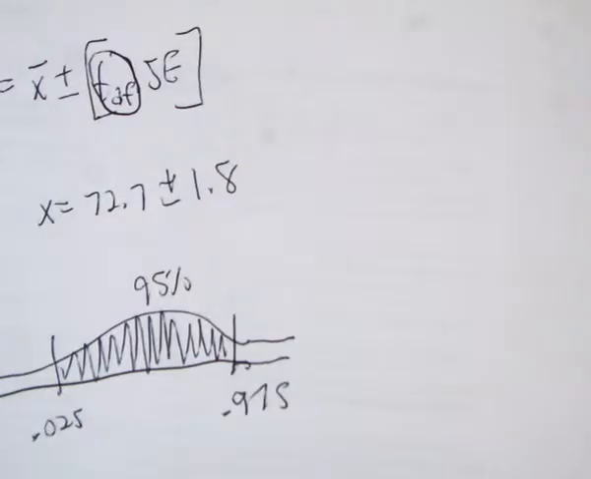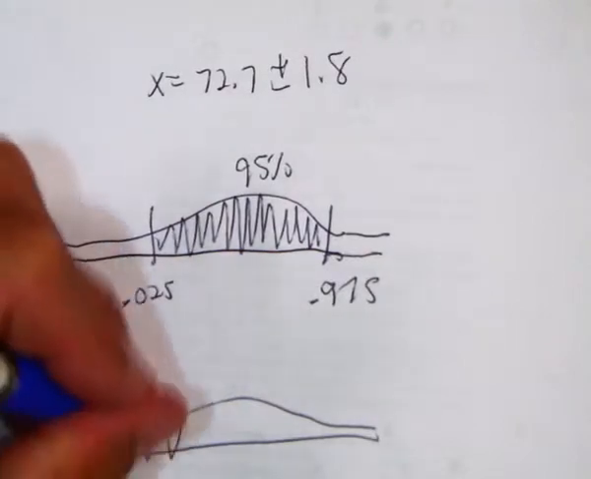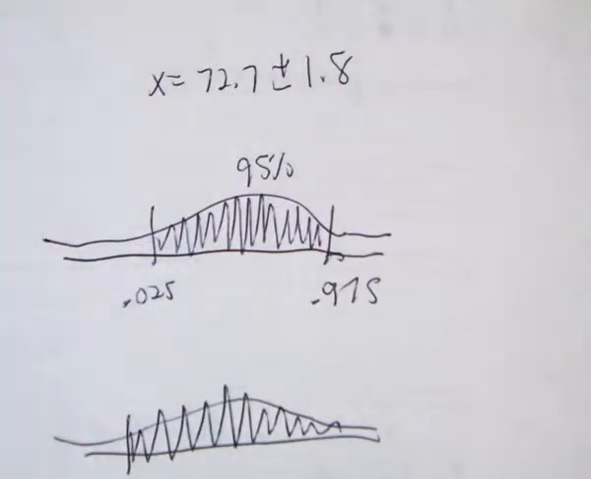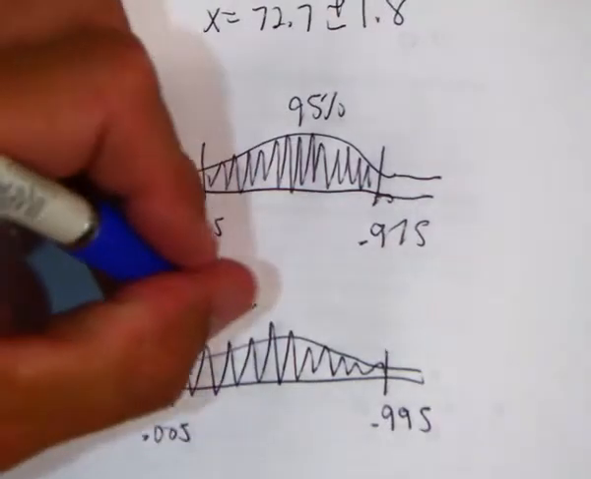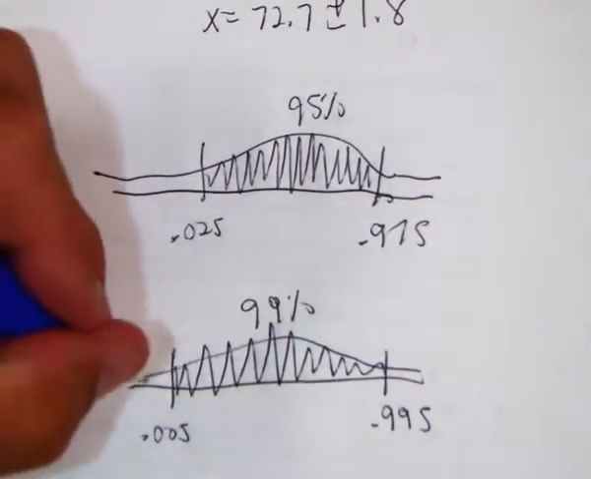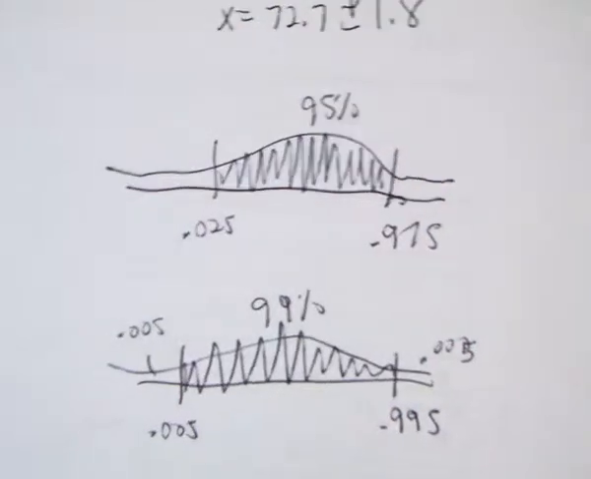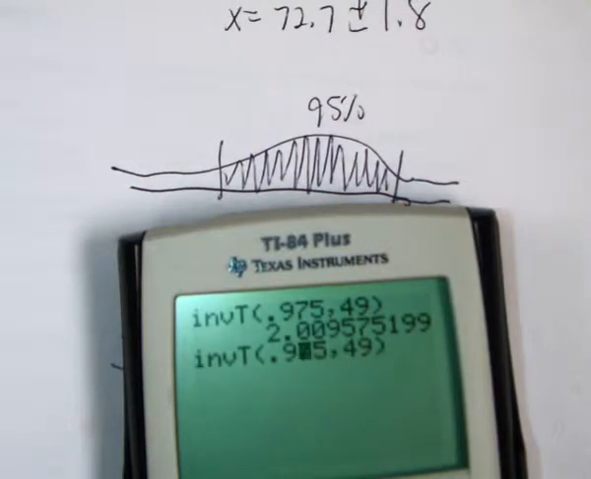Now if we do a 99% confidence interval, then that means that this is the 0.5% mark and this is the 99.5% mark. Because if this is 99%, I only have 1% left, and that means I have 0.5% there and 0.5% over there. So let's do the same thing, except we're going to change this to 0.995. And our t value is a lot larger, right? It goes up to about 2.68.